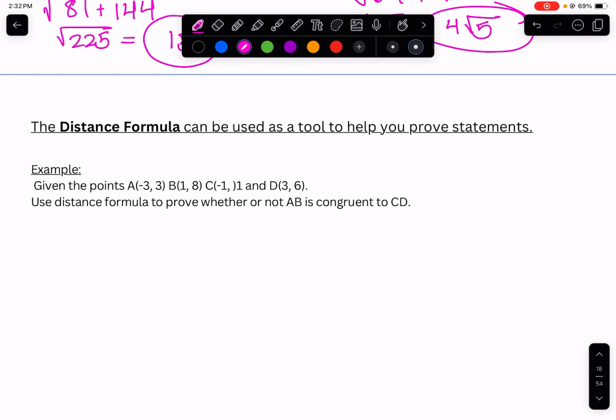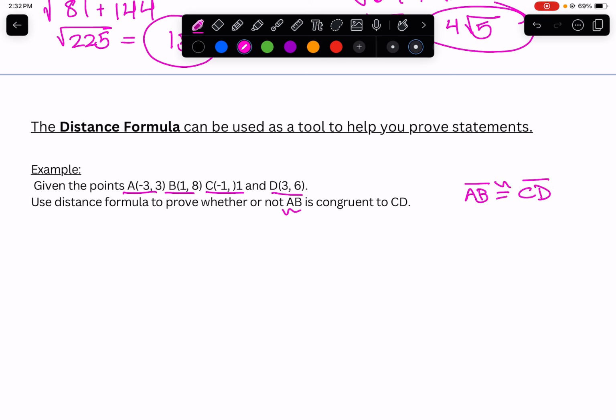Now this is a little preview of the proofs we're going to be doing for this unit. Yes, we are doing proofs. You can use the distance formula to help you prove statements. So if I'm given 4 points here, and I want to decide if AB is congruent to CD. So we're saying, is AB congruent to CD?